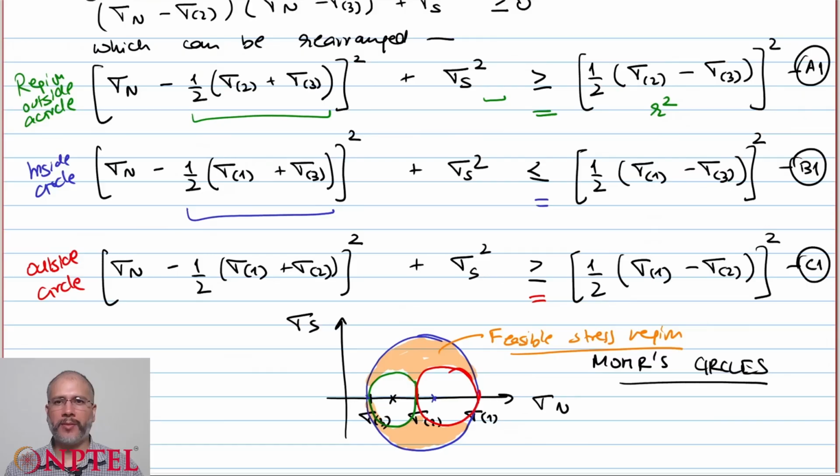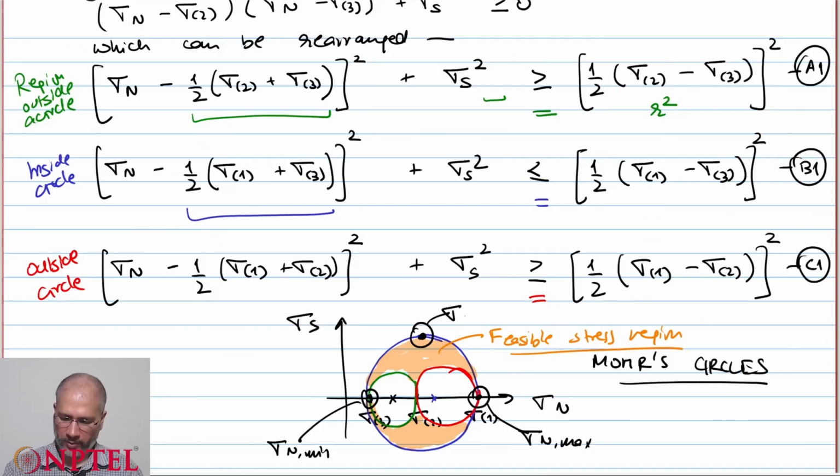So this completes our exercise in using the analysis technique for finding the feasible stress region. And now with this knowledge of the feasible stress region, we can find the stress maxima. So this point here corresponds to sigma n max. This point here corresponds to sigma n min. And this point here corresponds to sigma s max.